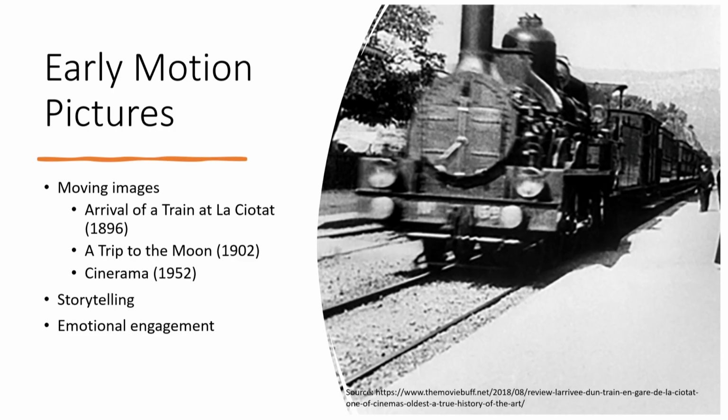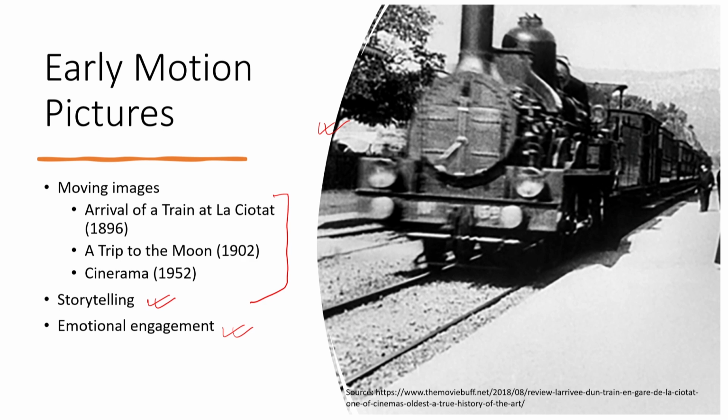So, after the panorama views that you saw in the last slide, that gave way to some of the early motion pictures in the late 19th century and the early 20th century. So, the early motion pictures that are often cited are the Arrival of a Train at La Ciotat. You can see a still from that movie on the right, A Trip to the Moon in 1902 and Sensorama in 1952. So, these sorts of early motion pictures played a crucial role in storytelling and emotional engagement with an audience, and transported them both in an imaginative sense and emotionally to another space.